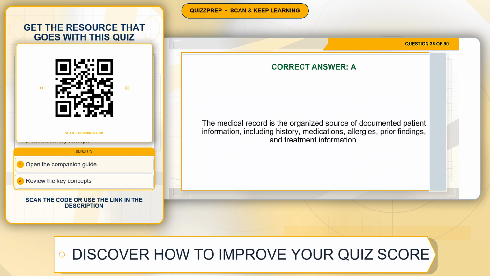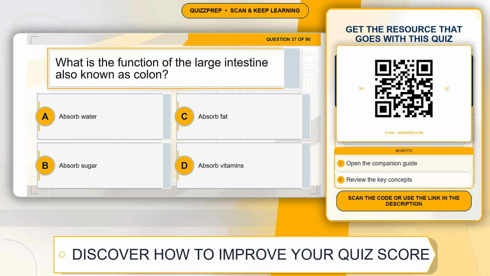Explanation. The medical record is the organized source of documented patient information, including history, medications, allergies, prior findings, and treatment information. Question 37. What is the function of the large intestine, also known as colon?